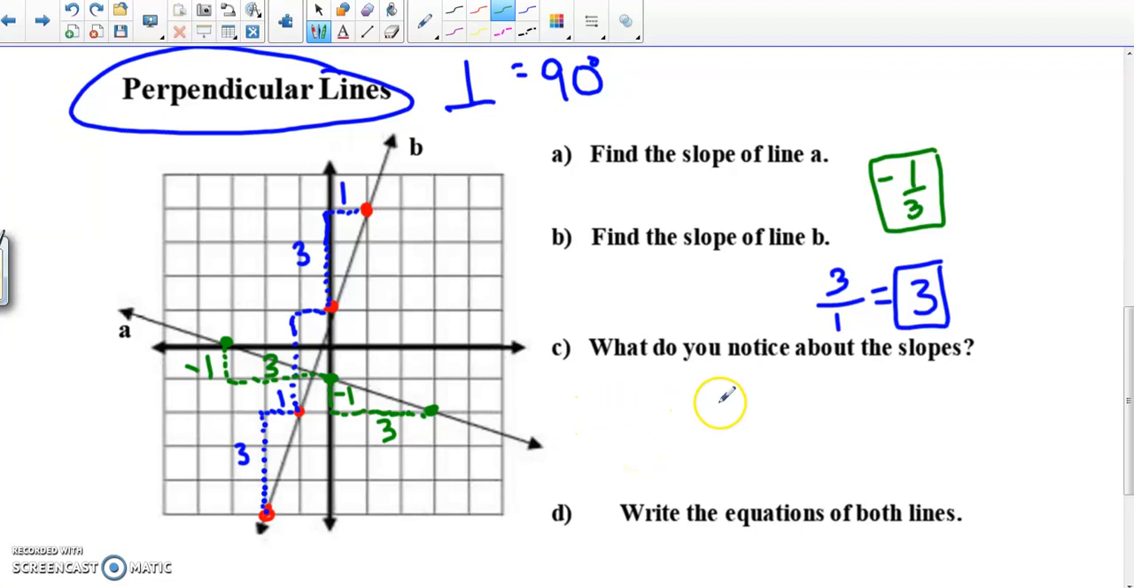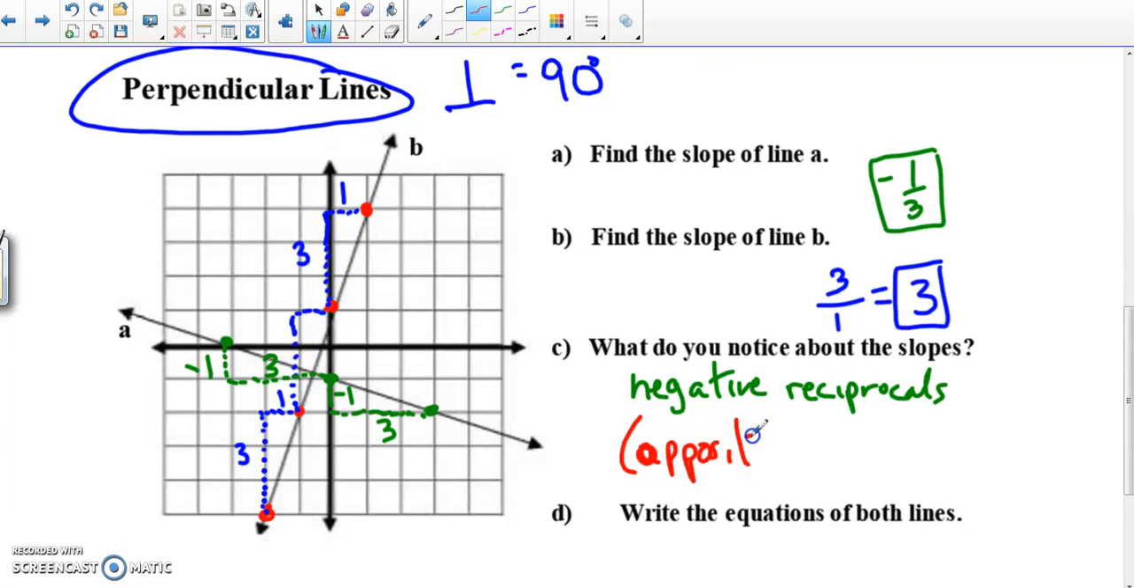Now here's the thing for perpendicular lines. What do you notice about the slopes? One is negative 1 over 3. The other one is positive 3 over 1. So the slopes of perpendicular lines are what we call negative reciprocals. Negative reciprocals. So they are opposite signs and flipped. So that's what that word reciprocal means. They're the fraction just flipped the other way.